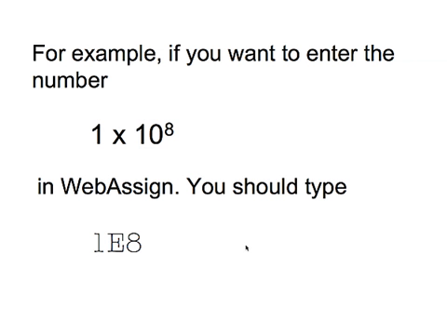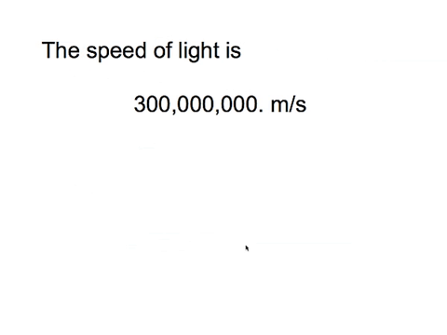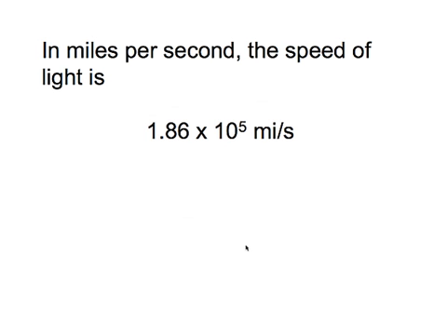The speed of light is 300 million meters per second. Let's write this in scientific notation. We'll move the decimal place over: 1, 2, 3, 4, 5, 6, 7, 8. Thus, the speed of light is 3 times 10 to the 8. In miles per second, the speed of light is 1.86 times 10 to the 5th miles per second.